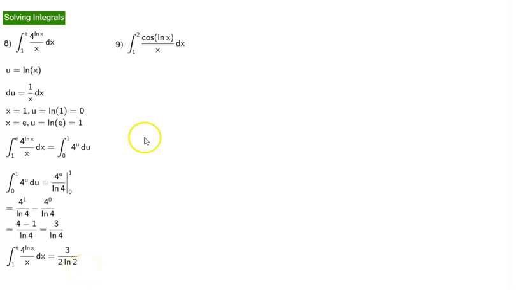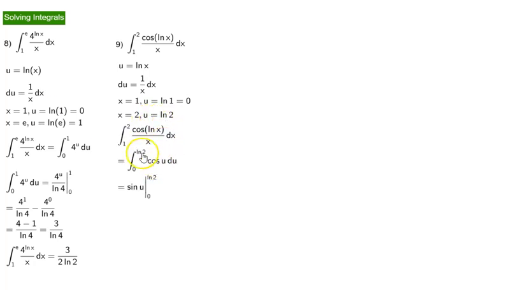Okay, ninth one. Integral from 1 to 2 of cos of natural log of x divided by x dx. Again, we have 1 by x. So, which means again u is equal to natural log of x. du is equal to 1 by x dx. And since it is a definite integral, when x equal to 1, u is equal to natural log of 1, which is equal to 0. And when x equal to 2, u is equal to natural log of 2. So after substitution, we get integral from 0 to natural log of 2 cos u du.